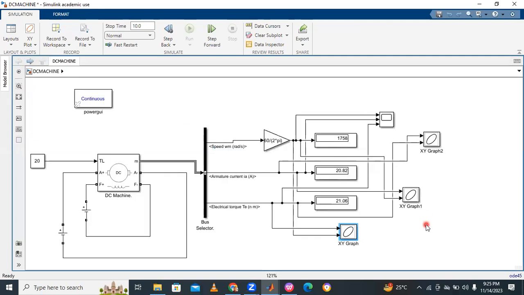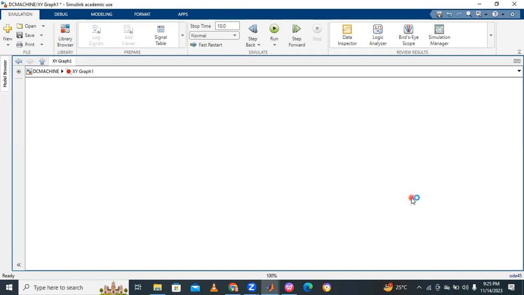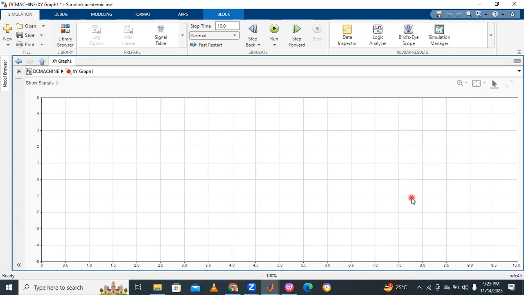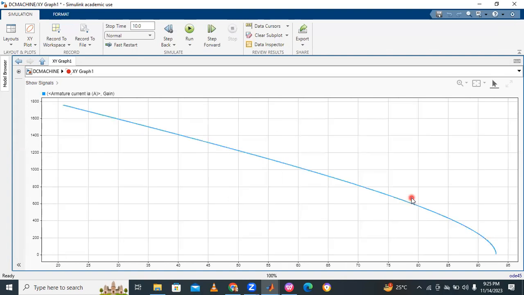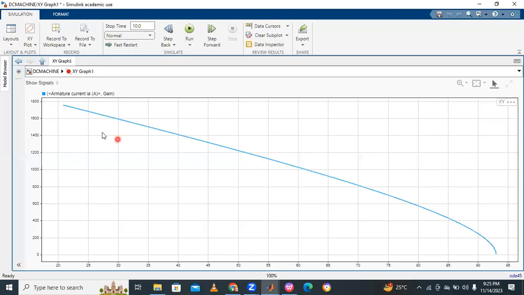Next, coming to this terminal, it is connected to armature current. Speed versus armature current characteristics: open graph one, and the speed versus armature current characteristics will be displayed automatically like this. Speed versus armature current is also a drooping characteristic. Ideally it is constant, but practically it is a drooping characteristic.